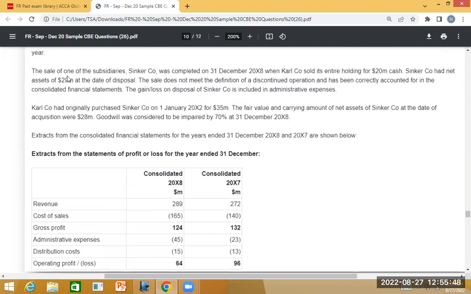The sale of one of its subsidiaries, Singer, was completed on 31st December 2008, when Carl sold its entire holding for 120 million cash. The 120 million cash will be added in the current assets, cash account, no? So it will be added in the current assets. That will definitely improve the liquidity of the current year, 2008. Singer had net assets of 20 million at the date of disposal, and the sale did not meet the definition of a discontinued operation, and has been correctly accounted for in the consolidated financial statements. The gain or loss on disposal of Singer is included in administration expenses.